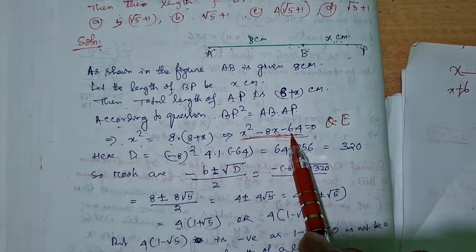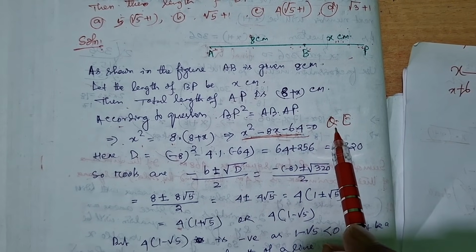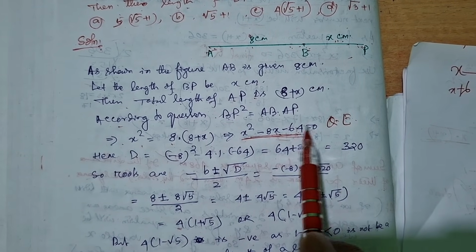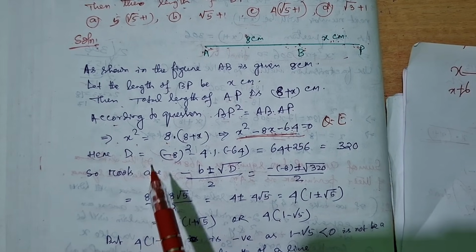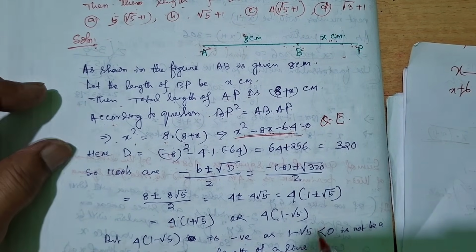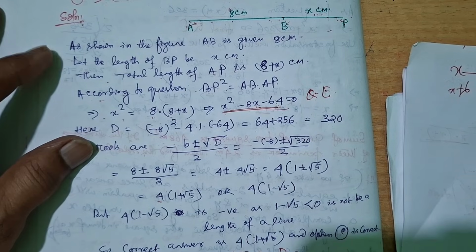x square minus 8x minus 64 is the required quadratic equation. Now you take the help of discriminant D, you get this, and finally you arrive at the result.